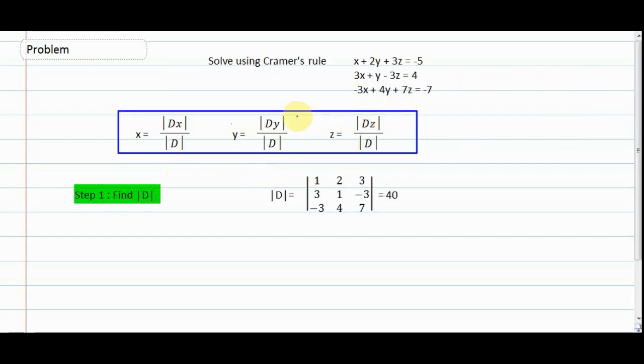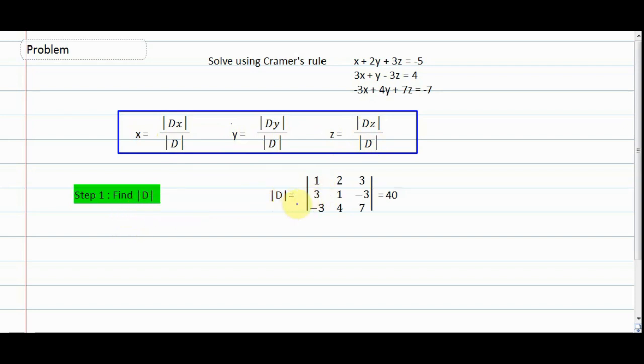Now as per Cramer's rule, x can be calculated by knowing determinant of dx and determinant of d. y is equal to determinant of dy by determinant of d, and z is equal to determinant of dz by determinant of d. Now as a first step, let's find out determinant of d.